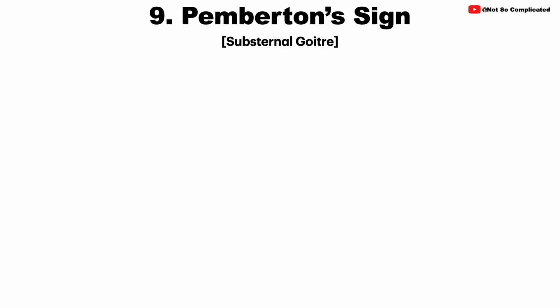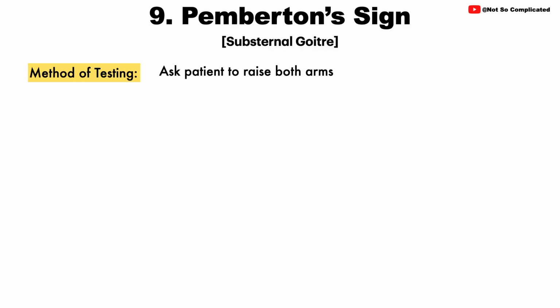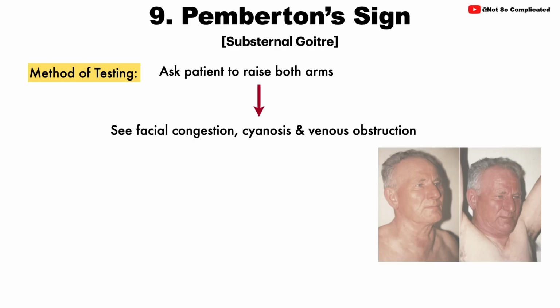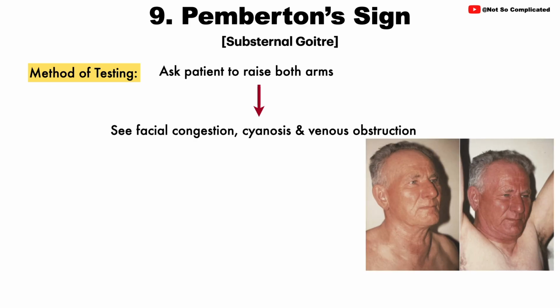The ninth sign we have is Pemberton sign, and it is seen in substernal goiter. The method of testing is that you ask the patient to raise both arms, and you will see facial congestion, cyanosis, and venous obstruction like this. You can clearly see the visible difference while raising the arm and not raising the arm in the case of substernal goiter. Why that happens is that there will be thoracic inlet obstruction, and that will lead to impaired venous return.